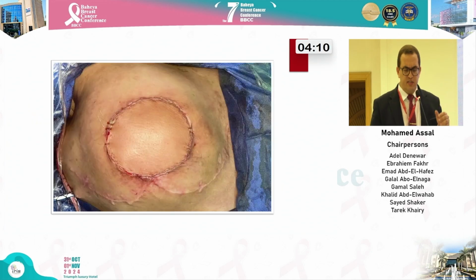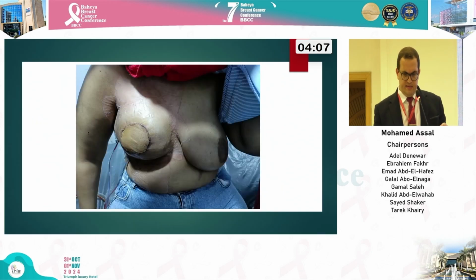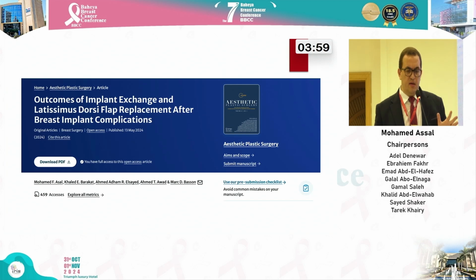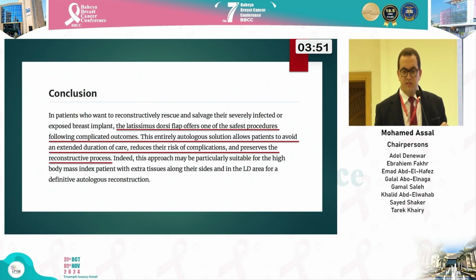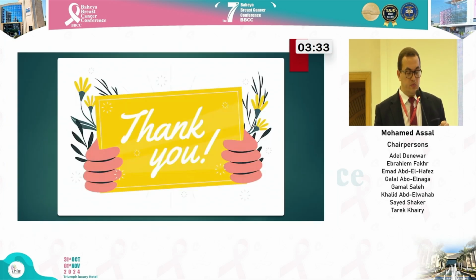And the end result of using the LD flap like that, this is the end result of exposed implant, which is one of the most horrible complications for the tripedicle nipple-sparing mastectomy. And we published our data last February. And we conclude that the latissimus dorsi flap offers one of the safest procedures following a complicated outcome. It is an entirely autologous solution, allows the patient to avoid an extended duration of care, reduces the risk of complication, and preserves the reconstructive process. Thank you.